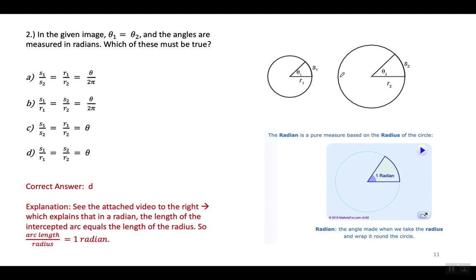Okay, so let me put some random numbers here to help it make sense, because I know this is a little bit confusing, maybe a lot confusing when you're seeing it for the first time. All right, so let me put a random number. Let's say that this arc is 5 and this radius is 5. And let's say this arc is, I don't know, 8 and this radius is 8. So the relationship, if I plug in those numbers for what it says here in the correct answer, I'd be saying that 5 over 5 equals 8 over 8 equals 1 radian.